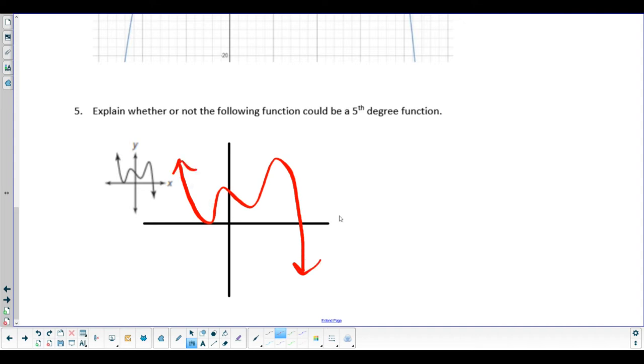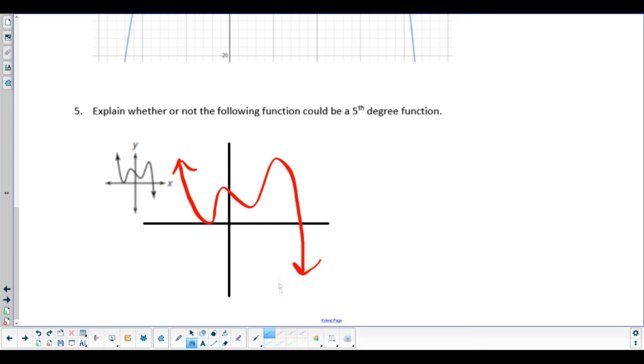All right, so there's this function again. The question we have is, explain whether or not the following function could be a fifth degree function. We're not saying that it necessarily is, we're just saying it could. Notice I don't give you any labels whatsoever. I give you no numbers, no multiplicities, no equation. So you've got to use some deductive reasoning to figure it out.